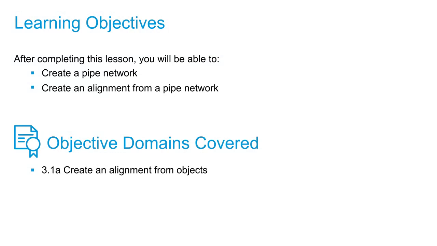In this video, we're going to create an alignment from a pipe network. But before we can do that, we actually have to have a pipe network. So what we're going to do is a quick creation method with the pipe network so that we can create an alignment based off of it.